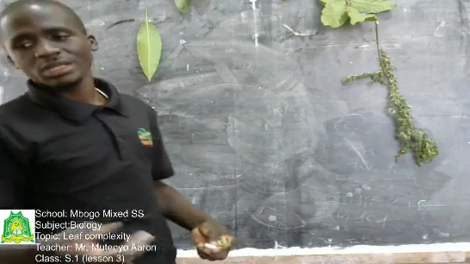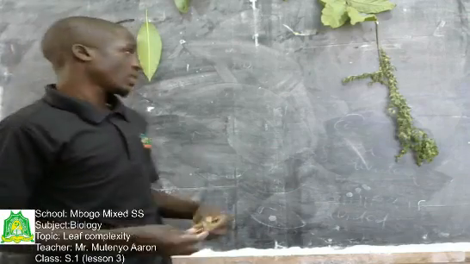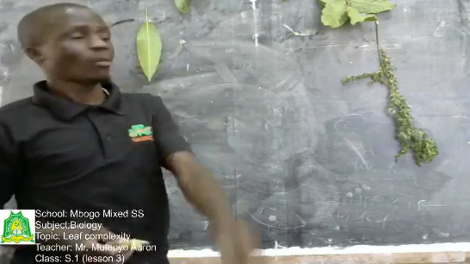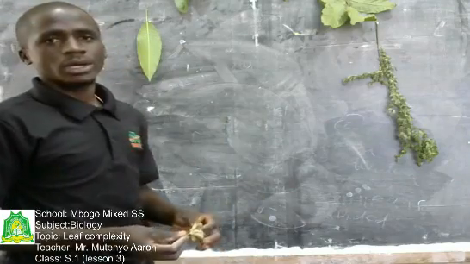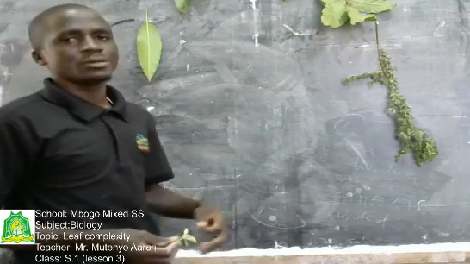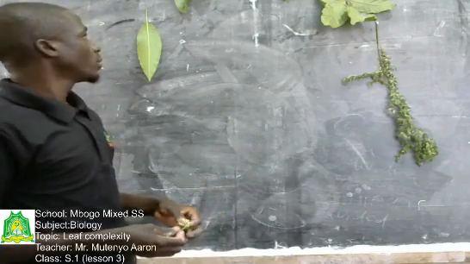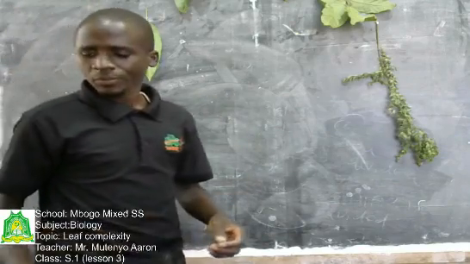Now, it's not the only example. You can also research about others. Leaves with the compound digitate structure. Leaves with compound palmate, for example. Research about them. It is very interesting.